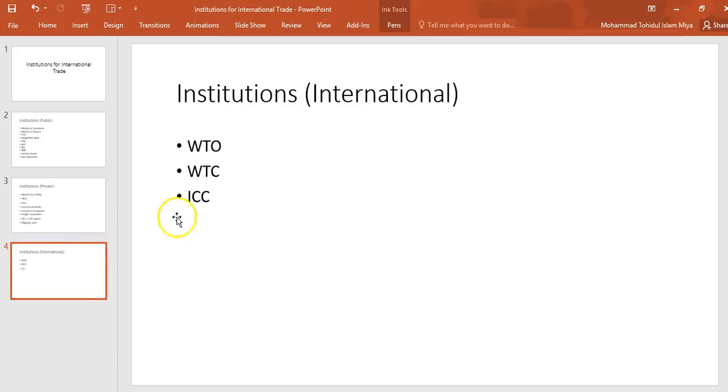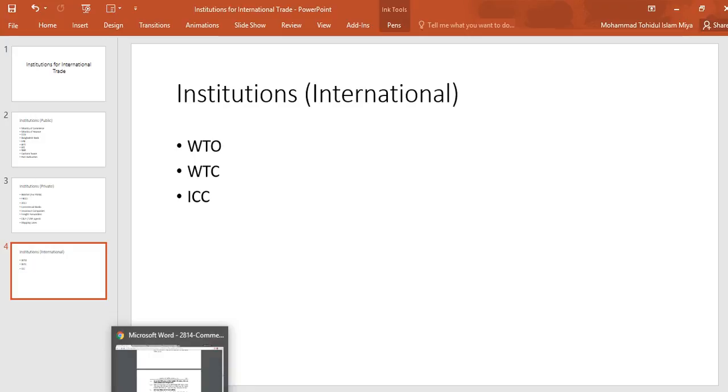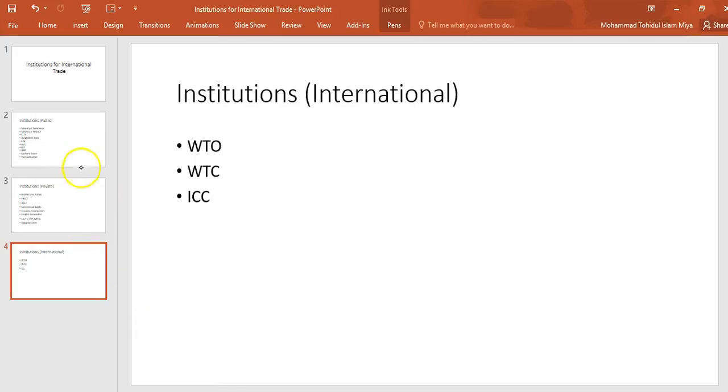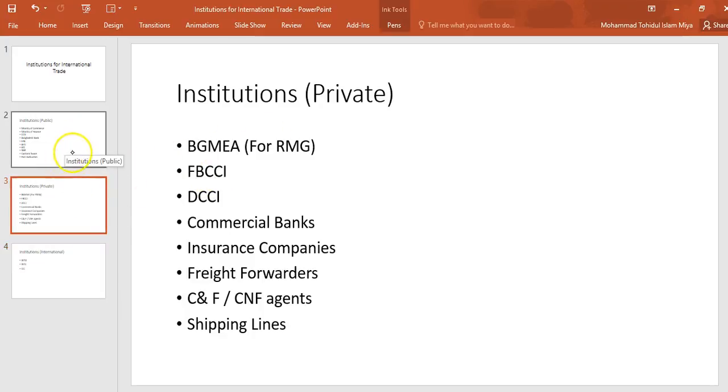So these are all the institutions that are influential, as government institutions, as private institutions, or as international institutions, to help us and influence our import and export business. Now, I'm showing you how, when we need to browse and know further about these institutions, we do it. Let's take any organization. Let's take WTC. From international organizations, we will see WTC. And for private organizations, we will try to see DCCI.